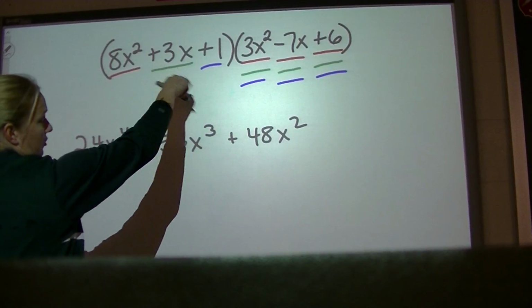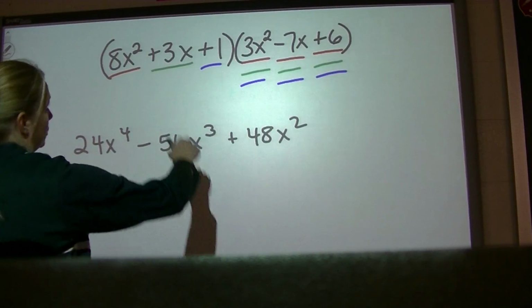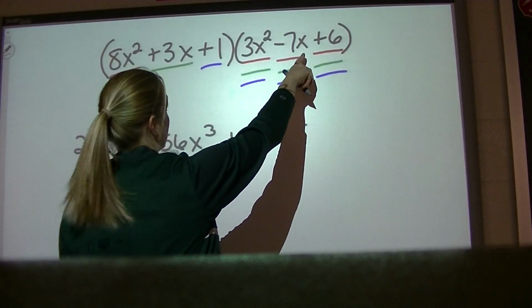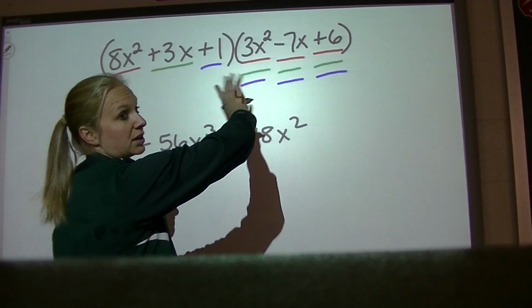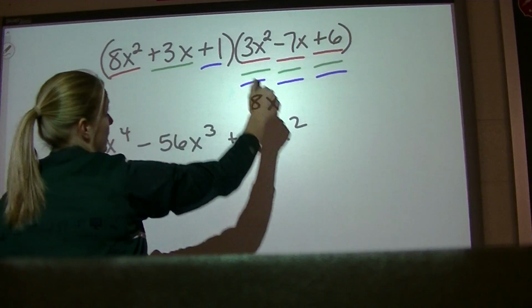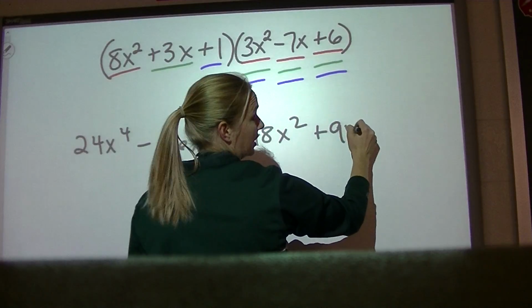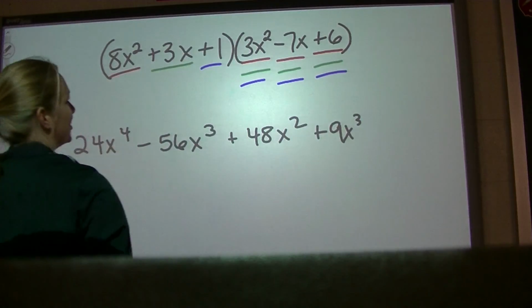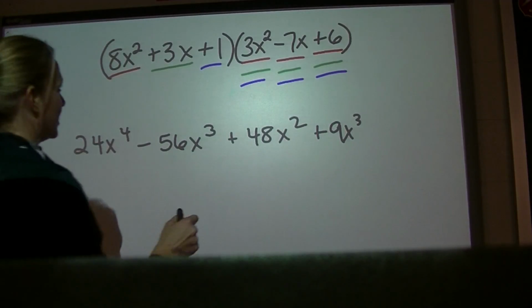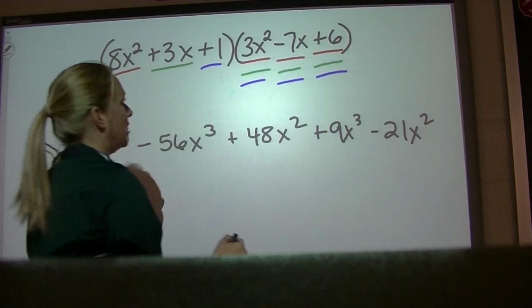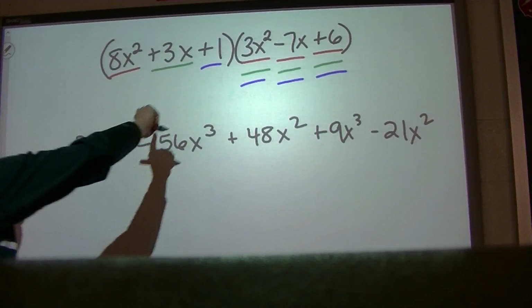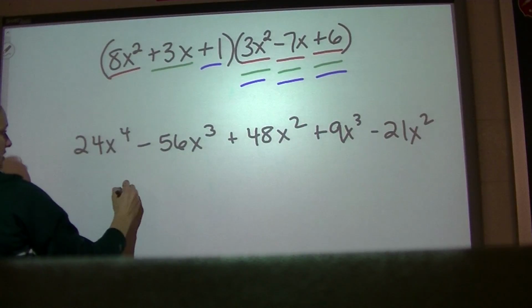Then let's distribute the 3x. So we're going to do 3x times 3x squared, I haven't done that yet. So 3x times 3x squared is 9x cubed. And then we're going to do 3x times negative 7x, that's negative 21x squared. And then we have to do 3x times 6, that is 18x.